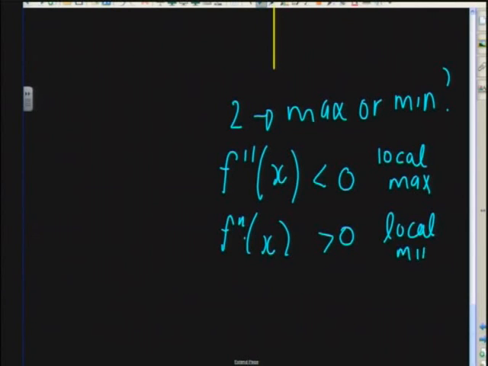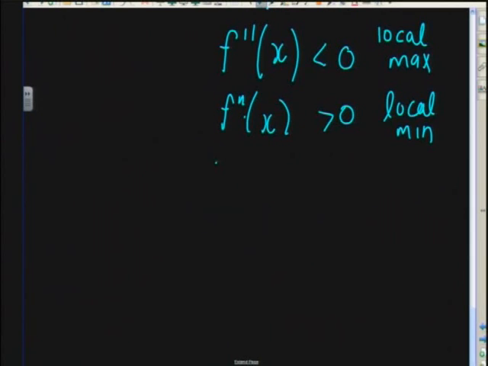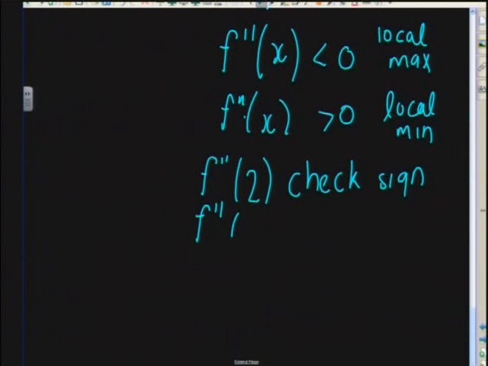So what you would do, and I'm not going to do it, but I want you to try it at home, is you take the 2, substitute it into the second derivative and check the sign. Is it positive or is it negative? Check the sign of the second derivative and then also check the sign of the second derivative at 6 and see whether it's going to give you a local max or a local minimum.